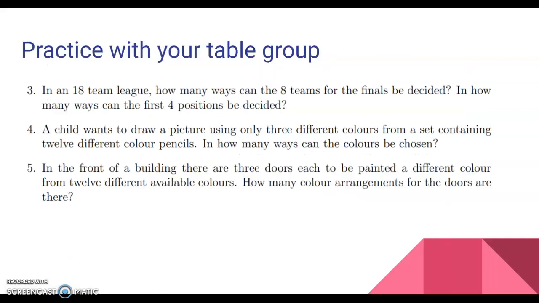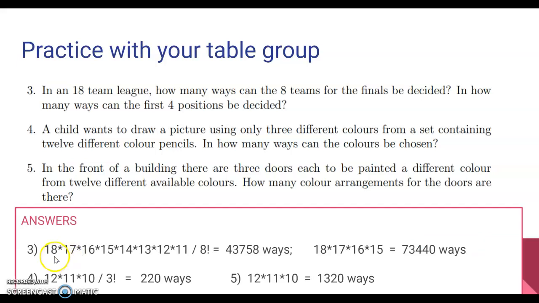In an 18-team league, how many ways can the 8 teams for the finals be decided? And in how many ways can the first 4 positions be decided? So we've got 18 for the first one, times 17, times 16, times 15, times 14. Once we choose one, we have one less, all the way down to 11. And in this case, we're looking for just the final 8 teams. So the teams in the final, it doesn't matter where you sit in the finals. If you make it to the finals, you're good to go. You get to compete for the championship.